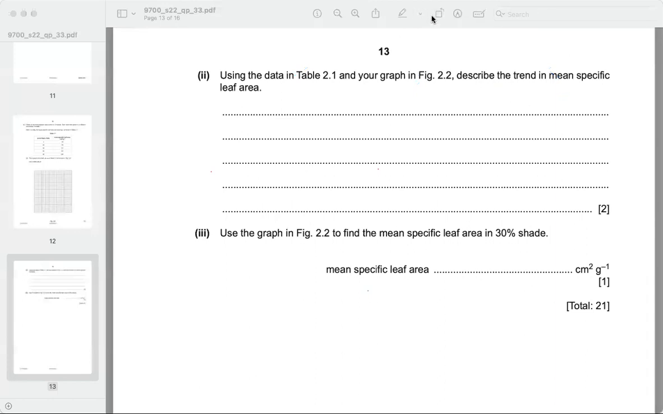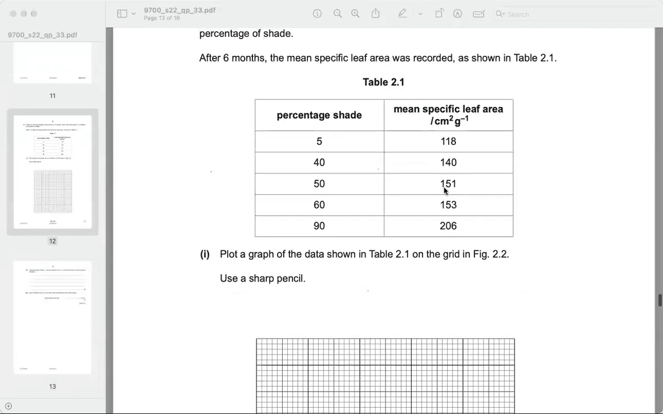So let's go up. As we move up, if you look at this particular table, table 2.1, which has been given to you, you can see that as the percentage shade is increasing, the mean specific leaf area is increasing. So a common trend which you can clearly point out in this table is that as the percentage shade is increasing, so is the mean specific leaf area.